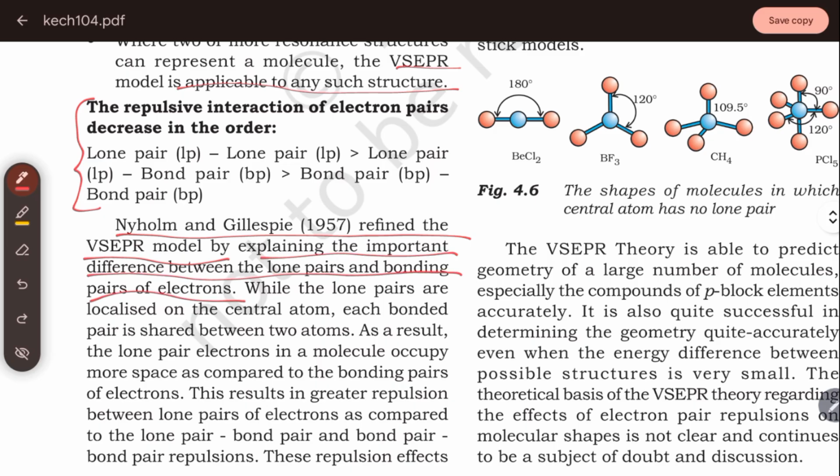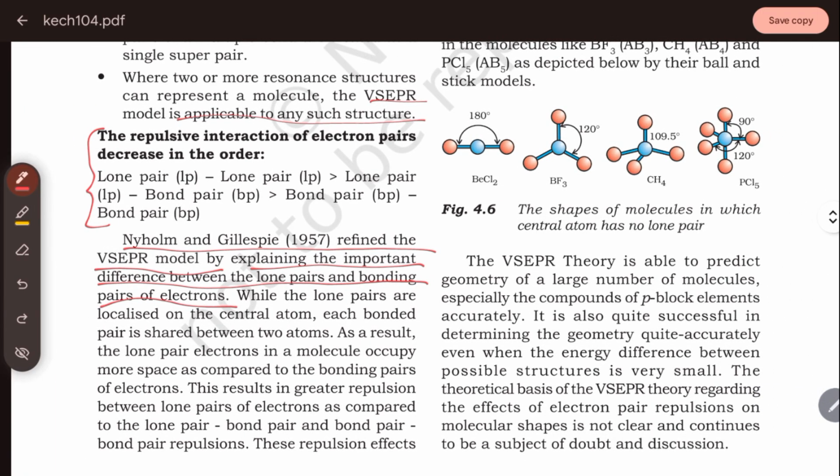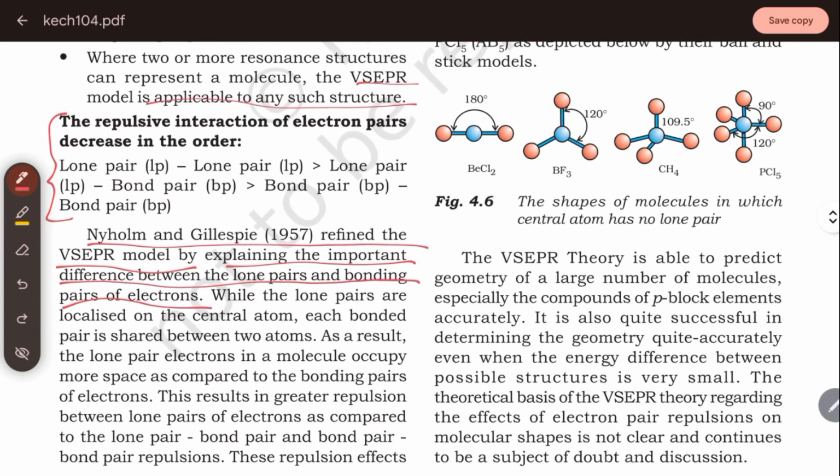Now, Nyholm and Gillespie refined the VSEPR model by explaining the important difference between the lone pairs and the bonding pairs of electrons. Initially, all were taken as electron pairs. Later, the work of Nyholm and Gillespie made it so that the electron pairs are both the bonded pair of electrons as well as the non-bonded pair, the lone pairs. Together, they form the electron pairs, and the geometry is on account of the electron pairs, in order to give minimum repulsion to the molecule.